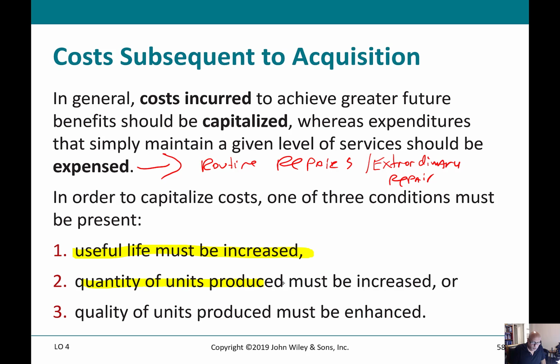The quantity of units produced must be increased. Now I can drive that vehicle another 100,000 miles, so the usefulness has been increased. I can make deliveries now that I couldn't make before, because before my delivery truck couldn't go uphill. Now it's more useful because the life has been increased. I can drive it a longer period of time. I can drive it more miles.